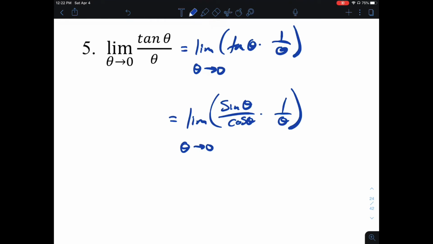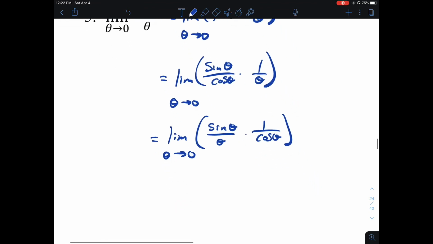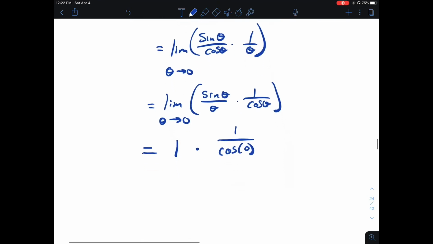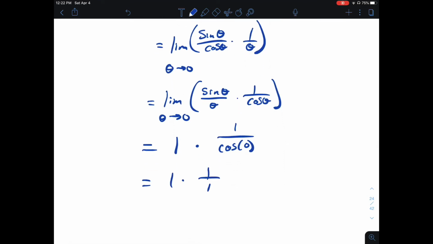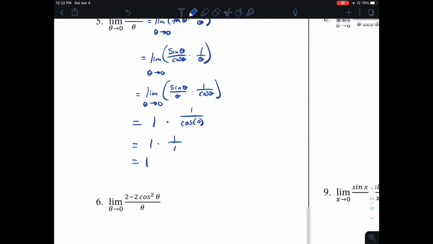Now this doesn't look helpful at all. But if I rewrite this so that this theta is underneath the sine and this cosine's over here with a 1, then it actually becomes helpful. Life is all about perspective. So is trigonometry. Now this limit we can evaluate. According to our special trig limits, that's equal to 1. And then cosine of 0 is also 1. So that makes this answer simply 1.